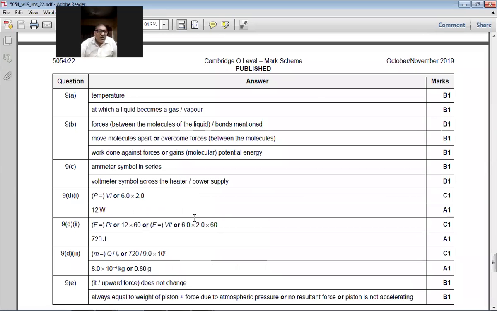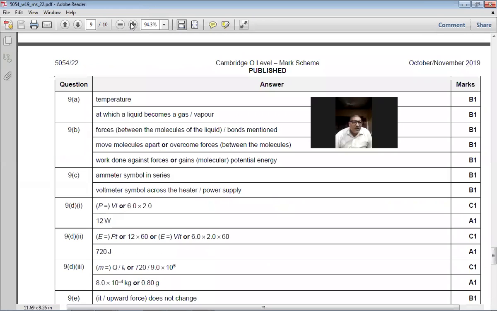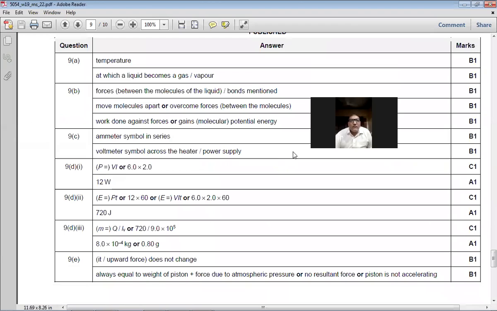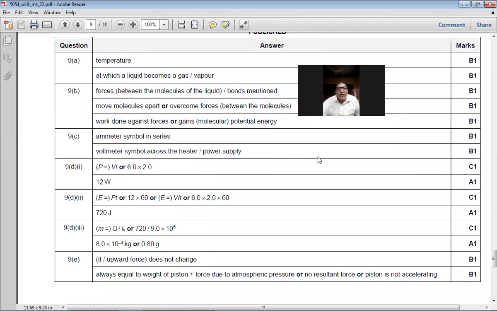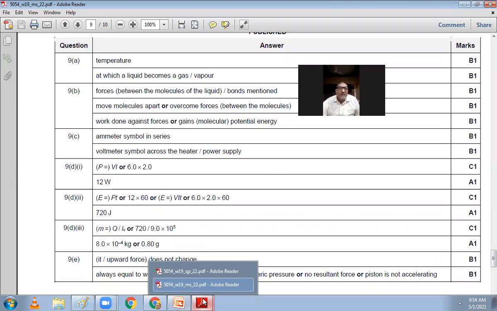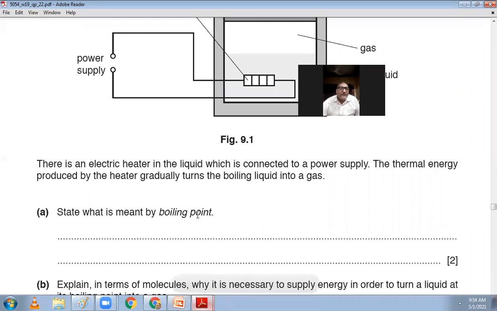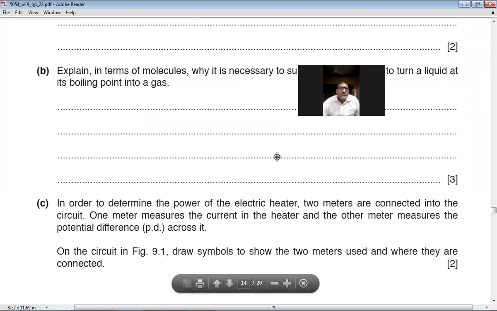Okay, so now we go to question number 9. It says the temperature at which a liquid becomes a gas or vapor, that temperature is known as the boiling point. So hopefully you understand, it's a 2-mark definition. Let's go to the next part.